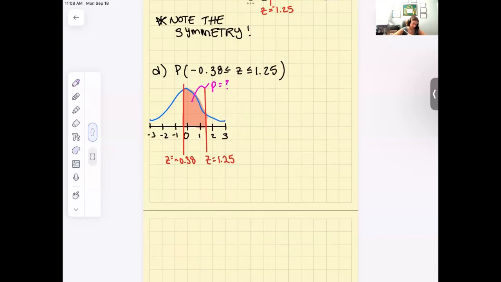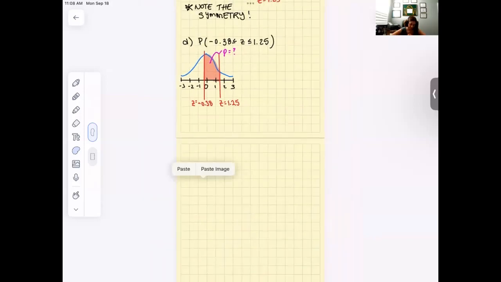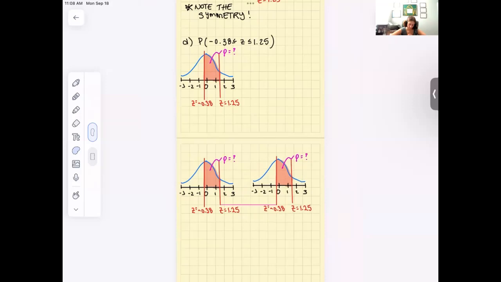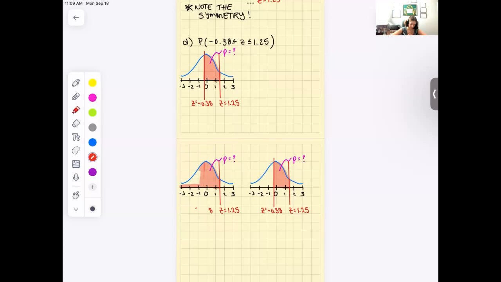Yeah, very good. So visually speaking, what we are going to do is figure out from the table what the whole probability is to the left of the rightmost point, that entire area, and then subtract out the area under the curve to the left of the leftmost point. And that'll give us the shape in between.